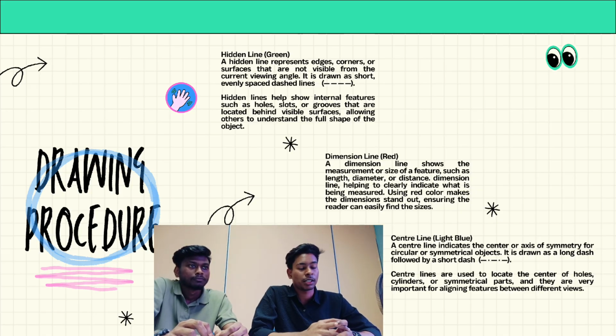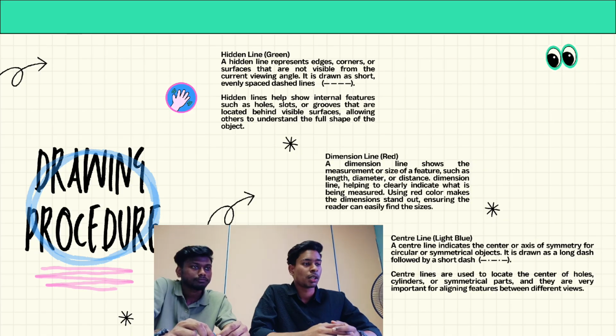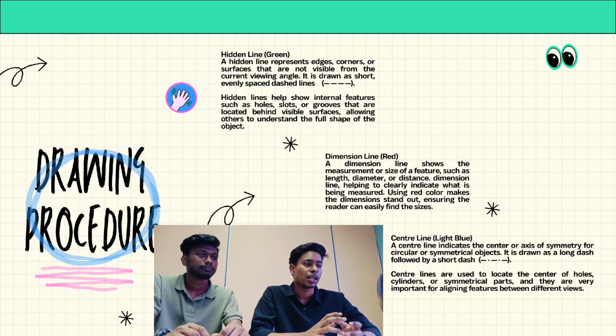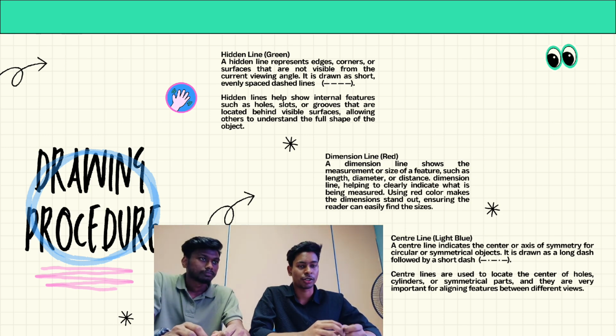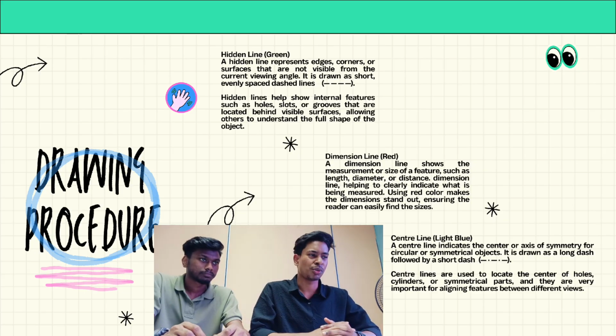And the center line is basically drawn for circles. The center line indicates the center or axis of symmetry for circular and symmetrical objects. It is drawn as a long dash followed by a short dash. Center lines are used to locate center holes, cylinders and symmetrical parts, and they are very important for aligning features between different views.